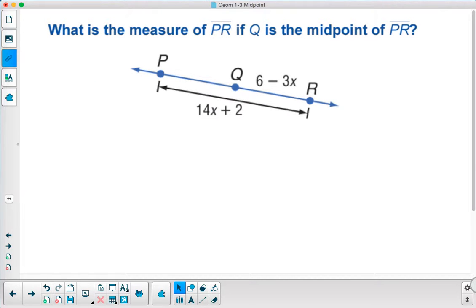What's the measure of PR if Q is the midpoint of PR? So take a look at the information, set up an equation, and try and solve.